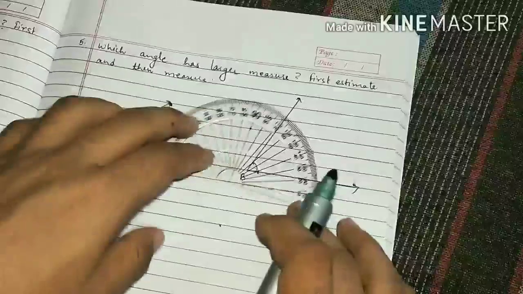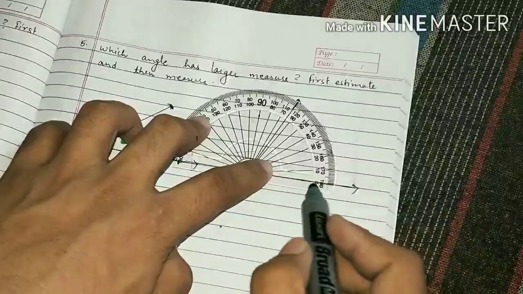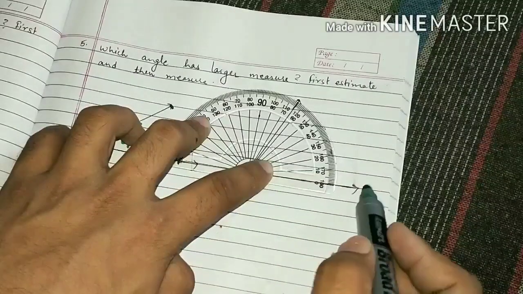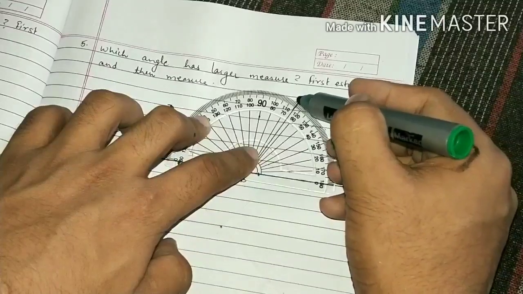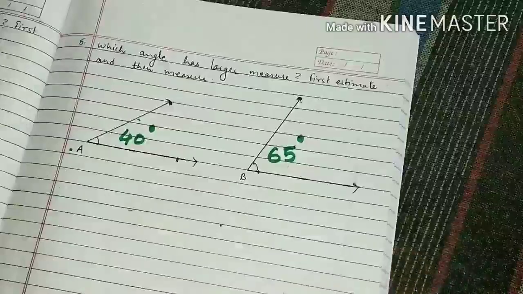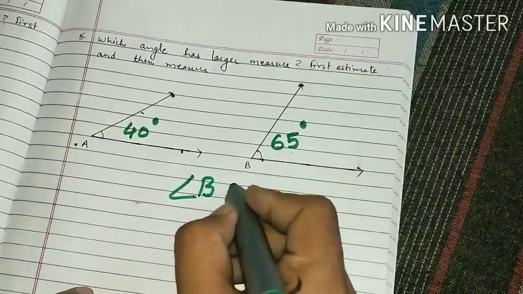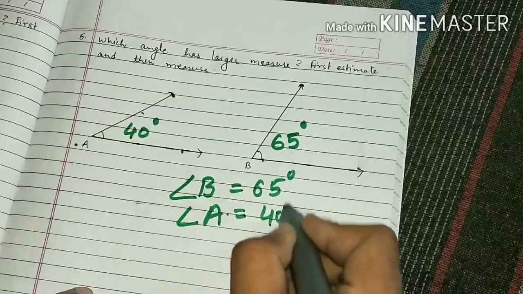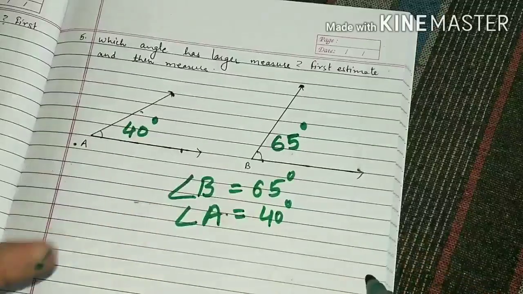Now measure the angle B. Now again keep the middle point of the protractor at the vertex and see that 0 degree line of protractor and this line must coincide. So it is coinciding. Now see the angle. It is exactly 65 degree. Okay, what is the angle here? 65 degree. So which angle is bigger, angle A or angle B? Yes, angle B is equal to 65 degree and angle A is equal to 40 degree. So we can say that angle B is greater than angle A.